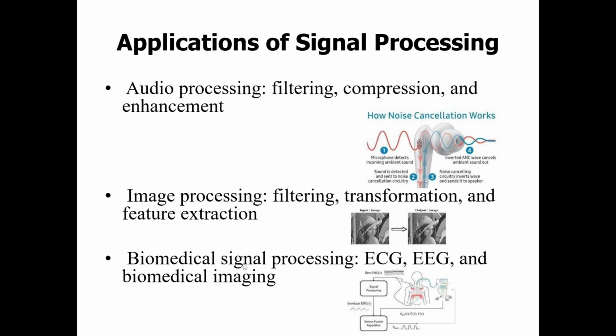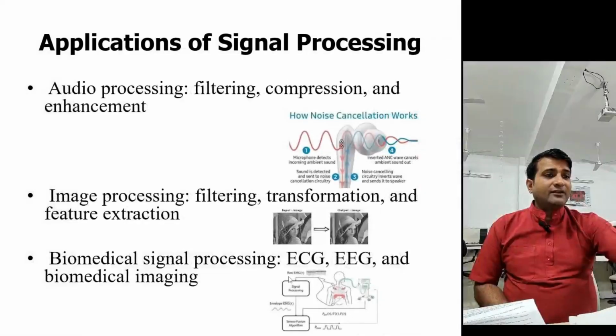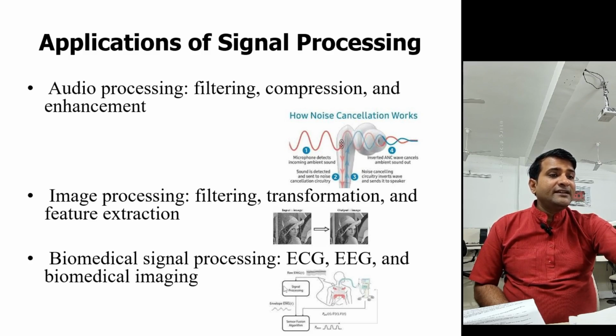Here, this is biomedical signal processing. You have monitored various biomedical signals like ECG, EEG, and biomedical images. You have captured various images of humans by different modalities and different machines, and captured signals like ECG and EEG, and you have processed them with signal processing.